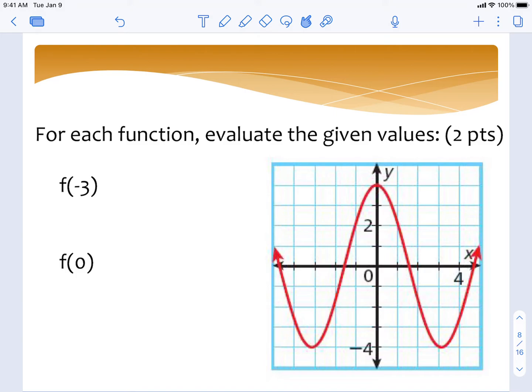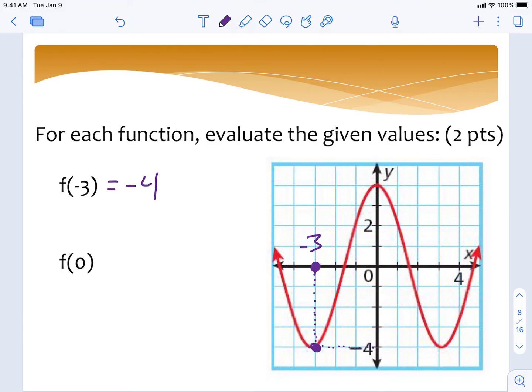All right, evaluating the function using a graph. So f of -3, that means the x value is -3. The first thing I want to do is identify where the x value -3 is, and I want to know what is the height of the graph, the height of that red line directly below -3. If I go over, the height there is -4, that means the value of the function is -4.